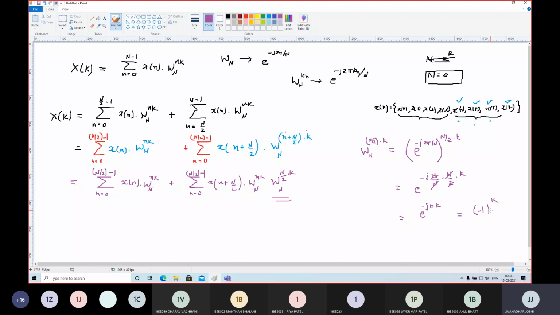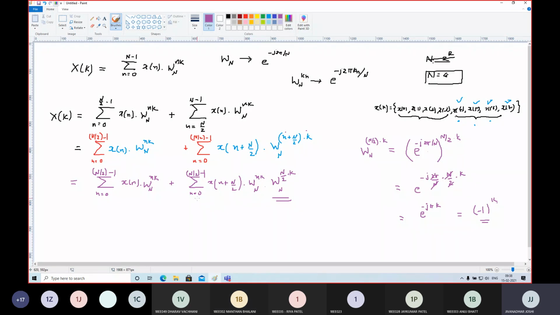Does this term minus 1 raised to k represent the same thing, or is it giving something else? Hello, it's a question to you. Is it giving you the same value, minus 1 raised to k? Put any even value of k, and yes, of course, right?